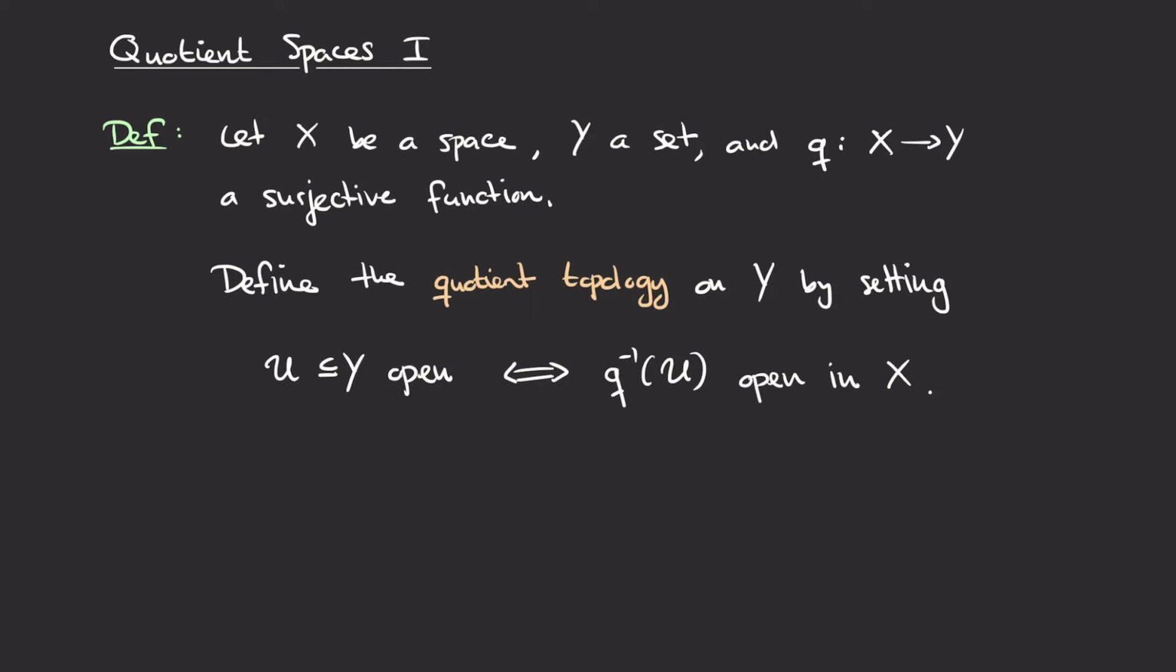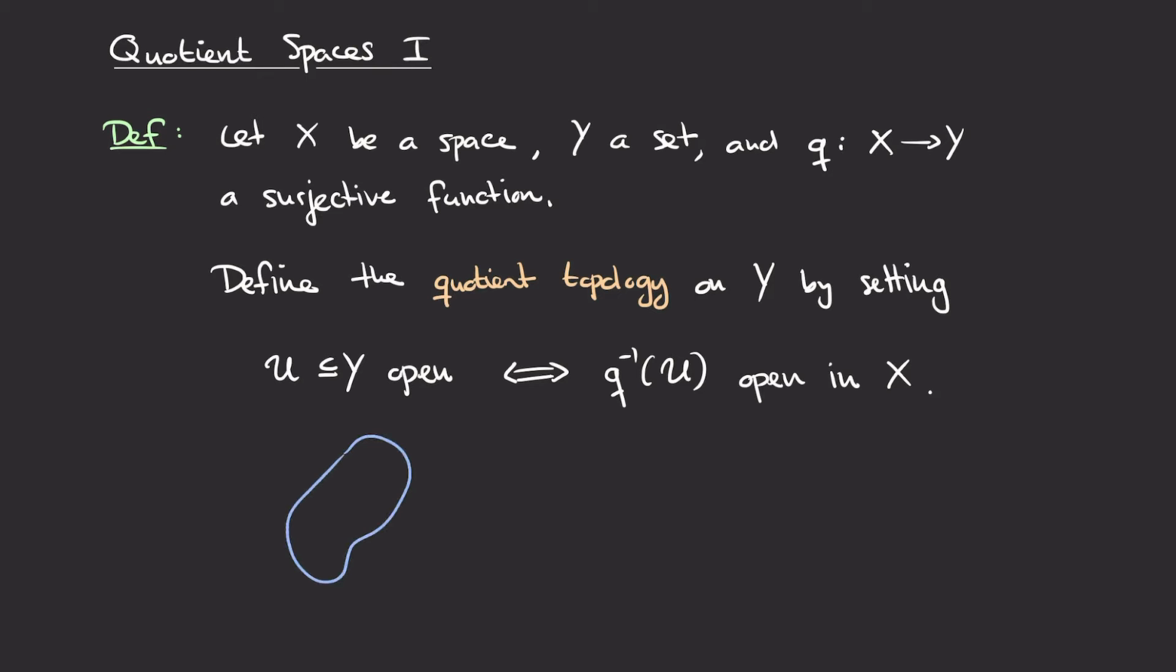Let's start by immediately looking at the definition. So for this, we suppose that X is some topological space, and now we consider any set Y, along with a surjective function that goes from this topological space X into Y. This setup then allows us to define a quotient topology on the set Y as follows. We let a subset U of Y be open if and only if the preimage of U under this surjective function Q is an open set in X.